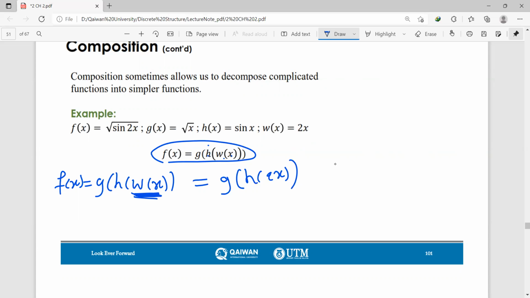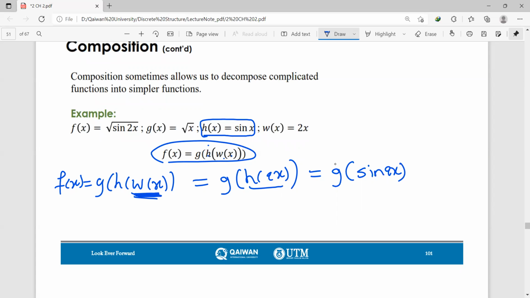And then what's H of 2X? We replace X by 2X in the function H. This is H of X. How about H of 2X? We replace X by 2X, and we get sine 2X. It equals G of sine 2X.